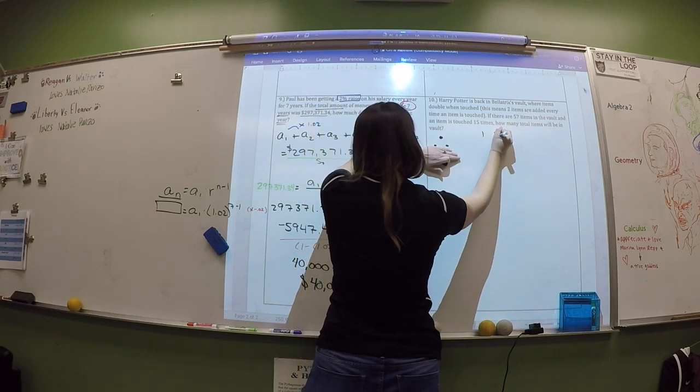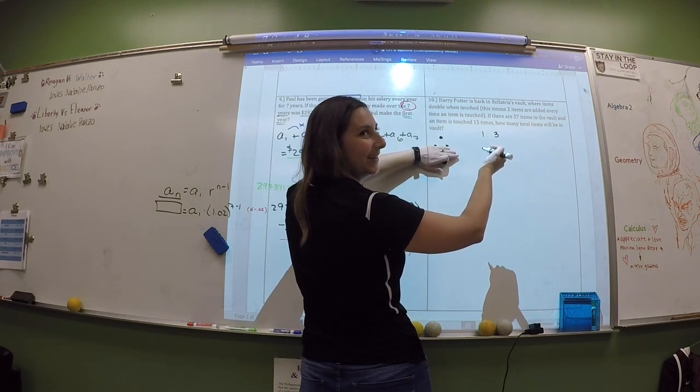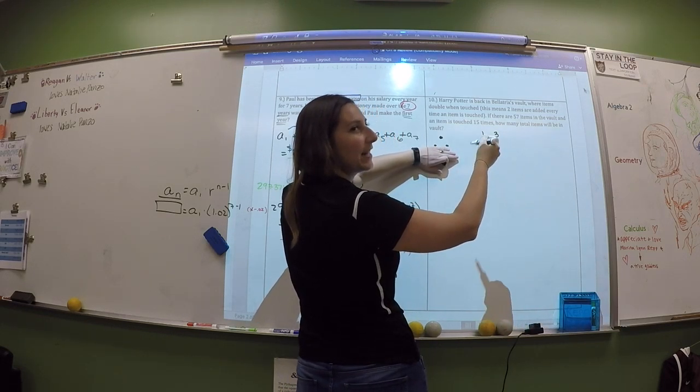3 items. Wait, what? Well, yeah, but wouldn't there be 2? Yeah, there would be 2. It'd be 4. Okay, well, that's why I put the sequence down there.